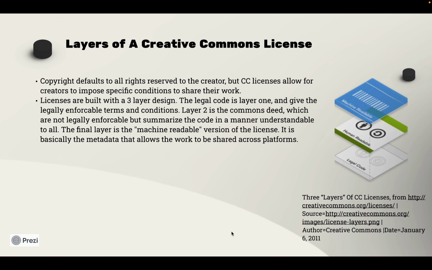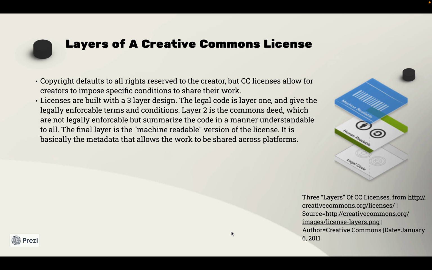There are various layers of a Creative Commons license. Copyright defaults to all rights reserved to the creator. But CC licenses allow for creators to impose specific conditions to share their work. Licenses are built with a 3-layer design.